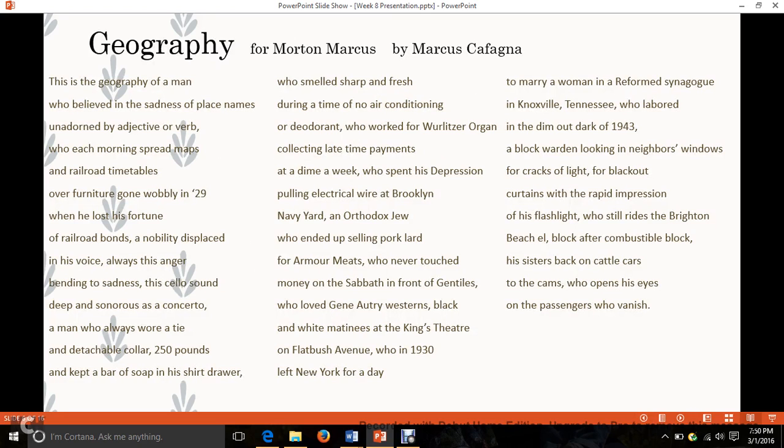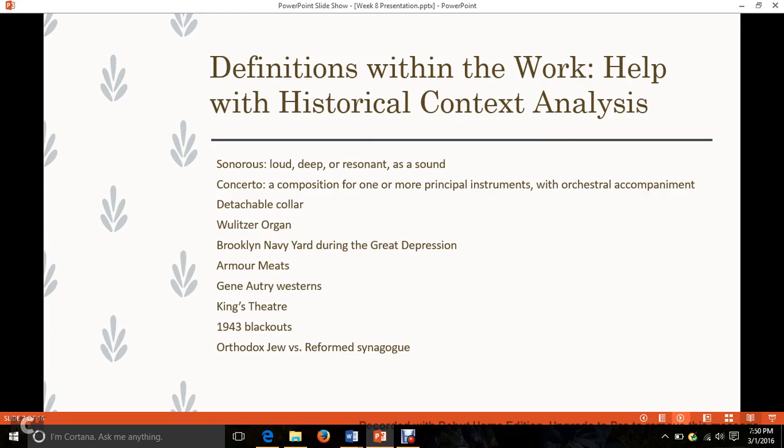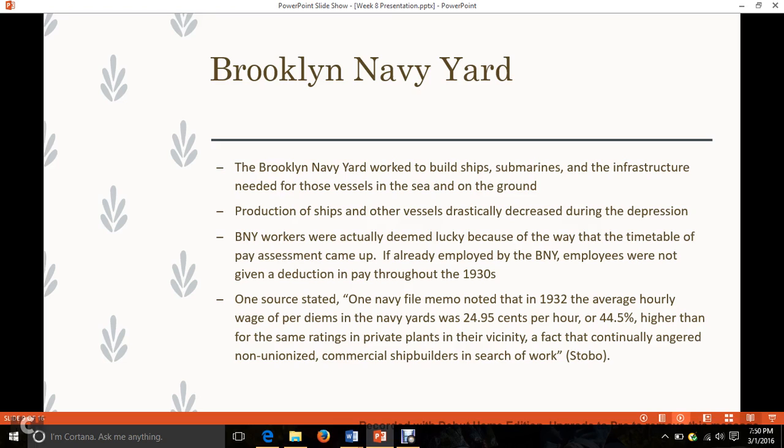It says here, who spent his depression pulling electrical wire at Brooklyn Navy Yard. And that kind of gives just this personalized element to it. So it may not necessarily be a direct reference to the Great Depression. I think it probably is, but there can be a dual meaning there, where we see, was he actually depressed during that time, mentally, emotionally? And then you have the actual Great Depression.